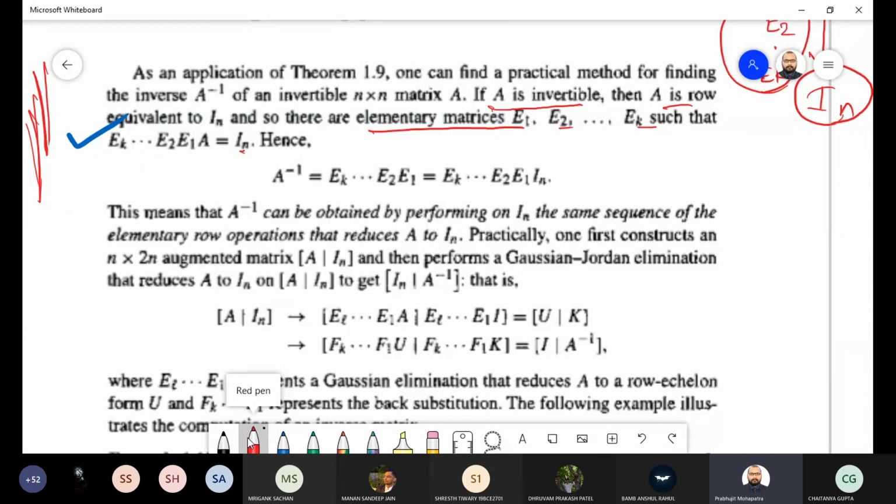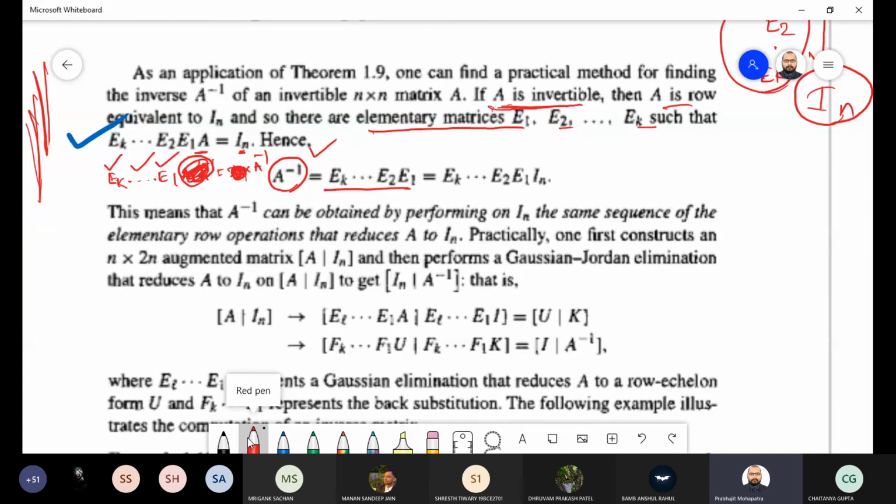Now, because A is invertible, means A is having the inverse, I can multiply A inverse on both sides, left hand side as well as right hand side. So if I am multiplying A inverse on both sides, this is nothing but Ek up to E1 A A inverse, and A into A inverse is nothing but the identity matrix, and the identity matrix into A inverse is nothing but A inverse. So what I am having, A inverse is nothing but E1, E2 up to Ek.